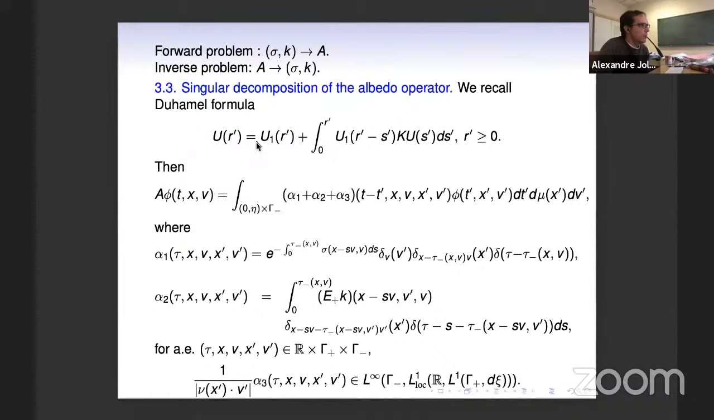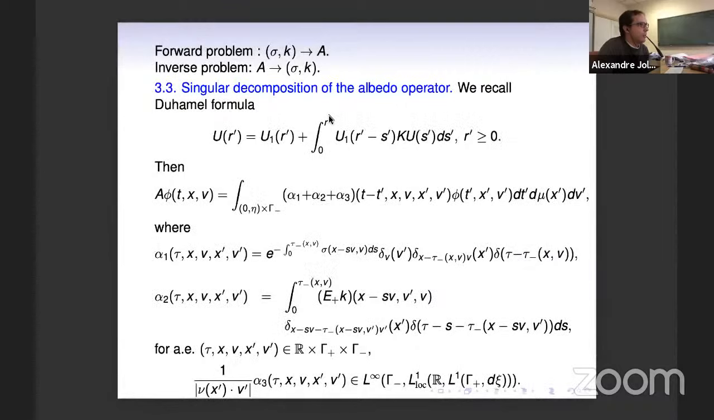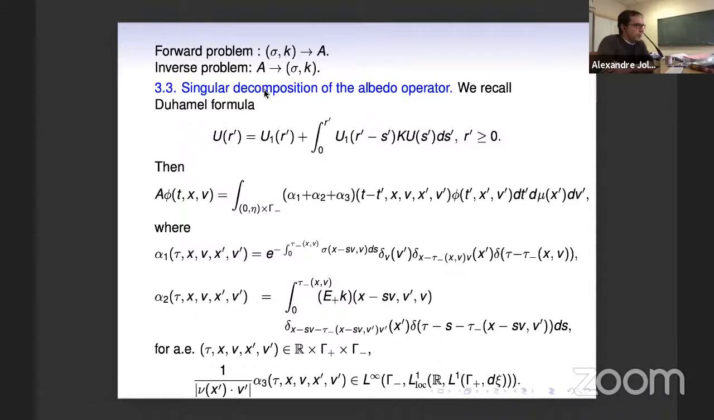This gives you the Duhamel formula, which is given right here. So U is equal to U1, which is explicit, given right here, plus an integral over the segment zero to r prime of U1(r prime minus s prime) K U(s prime) ds prime. You apply this Duhamel formula here, and you immediately obtain a decomposition for the albedo operator of the same flavor as before. The distribution kernel of A is the sum of three terms. One is due to the ballistic part, alpha 2 is due to the single scattering part, and alpha 3 is the multiple scattering part.